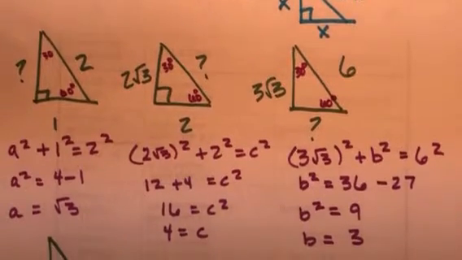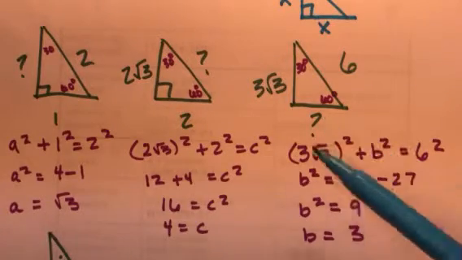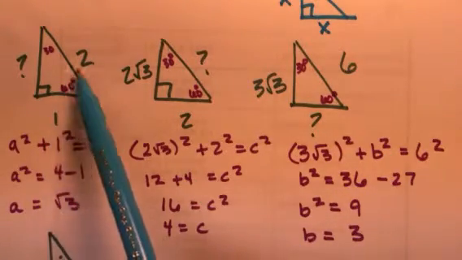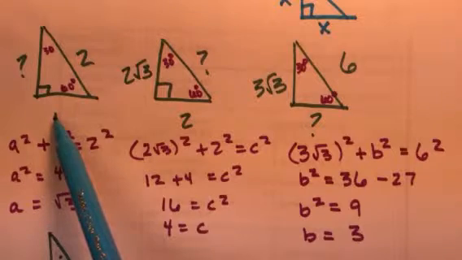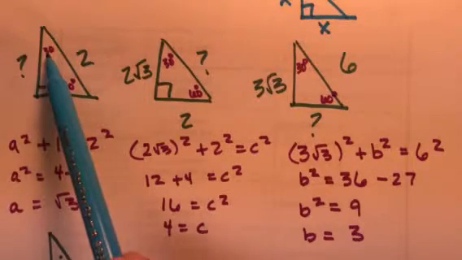You should have found that your missing leg was square root of 3, your missing hypotenuse was 4, and then your other missing leg was 3. Did anybody notice the pattern? So what's our relationship here between the short leg and the hypotenuse? How do I know that this is the short leg, by the way? I know that this is the short leg because it's across from 30 degrees, and that's my smallest angle.